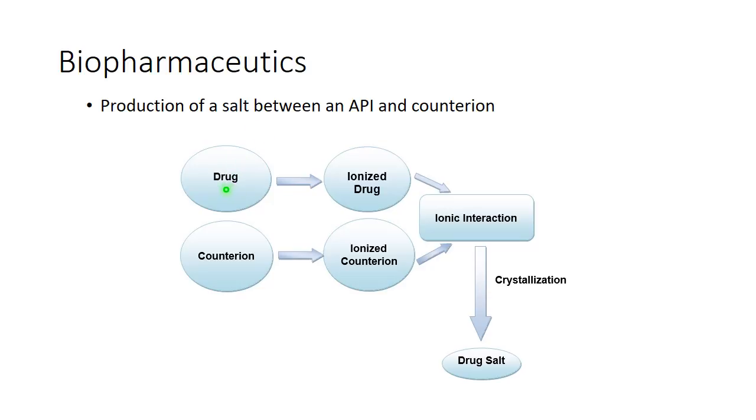So, for instance, if we have an active pharmaceutical ingredient, we have to ionize it. We have the counter ion, which could be an acid or base depending on the drug, like the succinate or the tartrate or the citrate. That will be ionized. We combine them together in a solution, dissolve them together, and then maybe supersaturate or evaporate that solution, and you're going to form a bond between the positive and negative charge, the two different species, and then you're going to have crystallization, and that's just a drug salt.